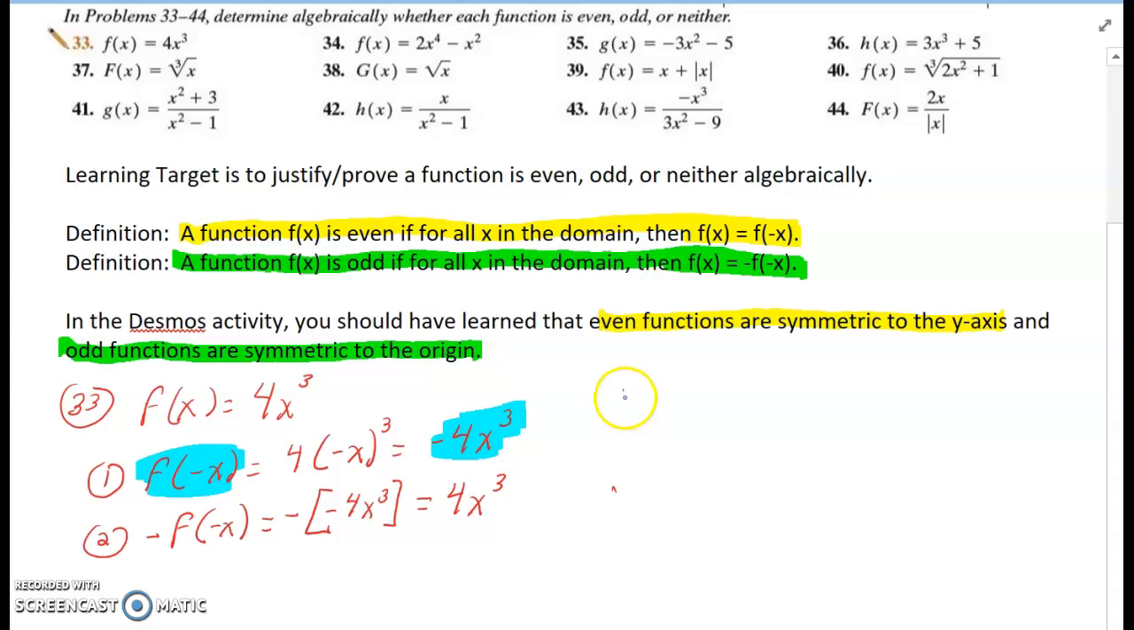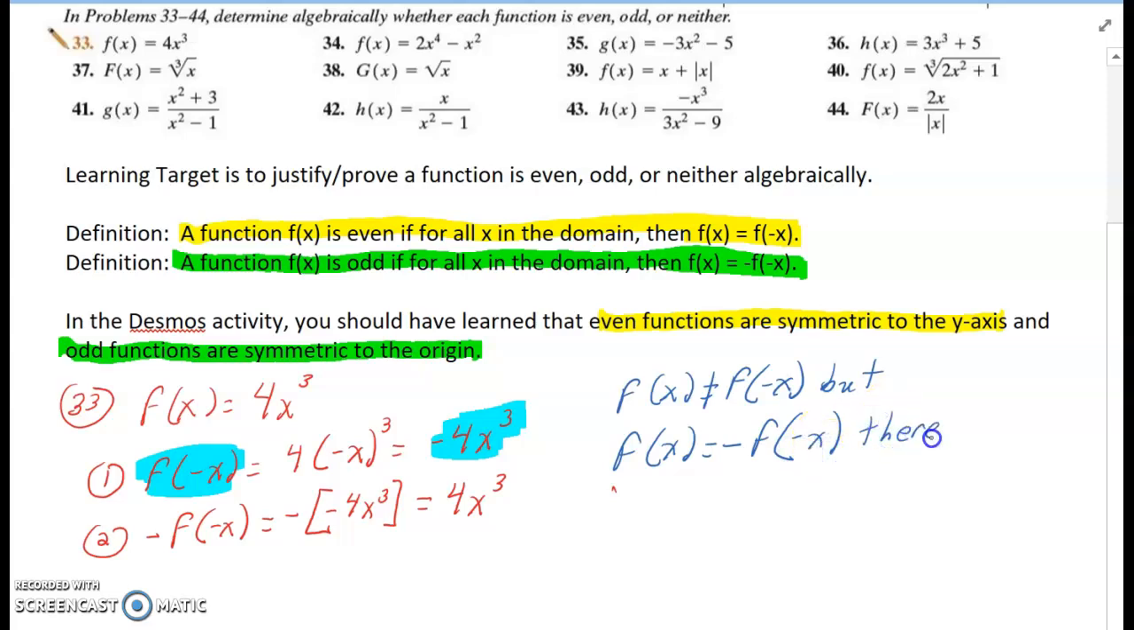So when you look at this, you should be able to tell that f of x is not equal to f of negative x, but in fact, if you look at f of x, you should be able to tell that that's equal to the opposite of f of negative x. Therefore, the function is odd.